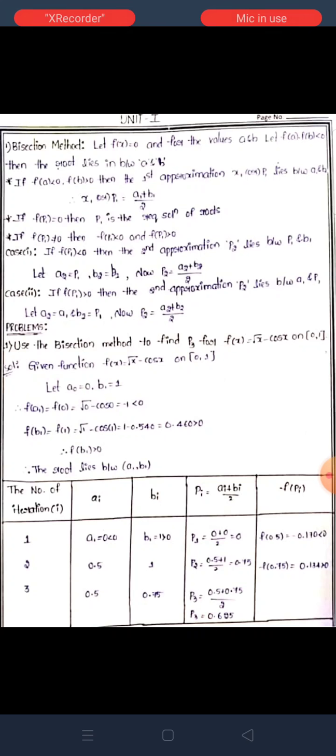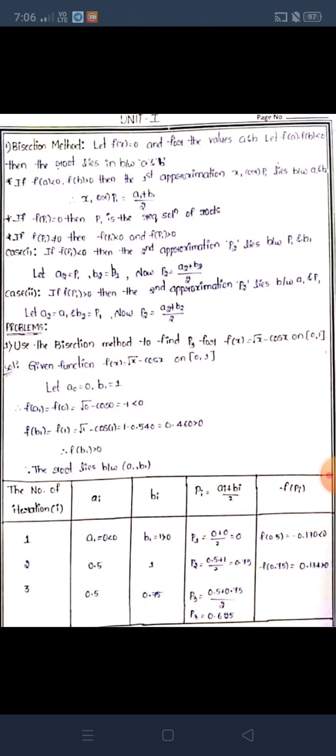f of a1 is equal to f of 0 is equal to root 0 minus cos 0. Here root 0 is 0, cos 0 is 1. This is equal to minus 1. This is less than 0. And f of b1 is equal to f of 1 is equal to root 1 minus cos 1, root 1 is 1, cos 1 is 0.540. This is equal to 0.460. This is greater than 0. Therefore f of b1 greater than 0. Therefore the root lies between a1, b1.